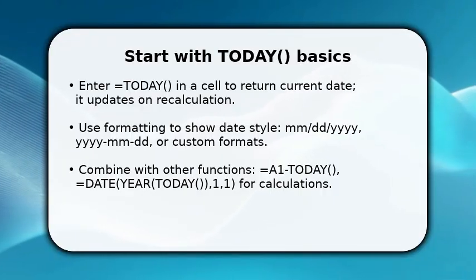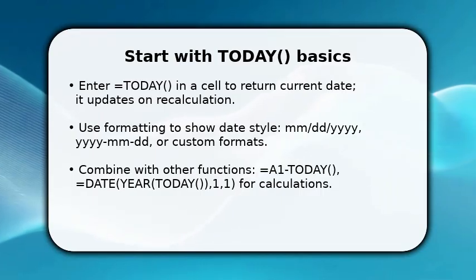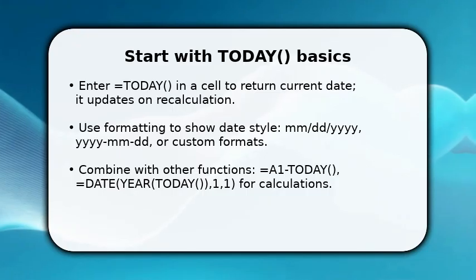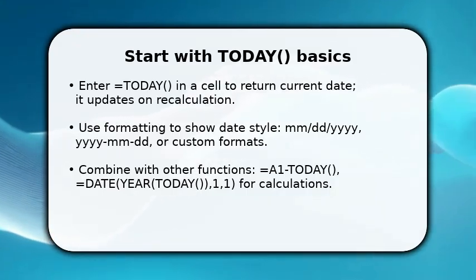You begin by placing =TODAY() into a cell so the sheet always shows the current date. This is dynamic: when the workbook recalculates, the value updates, which is why you use it for live deadlines. Once entered, make sure to set the cell format to the date style you want so comparisons behave predictably.